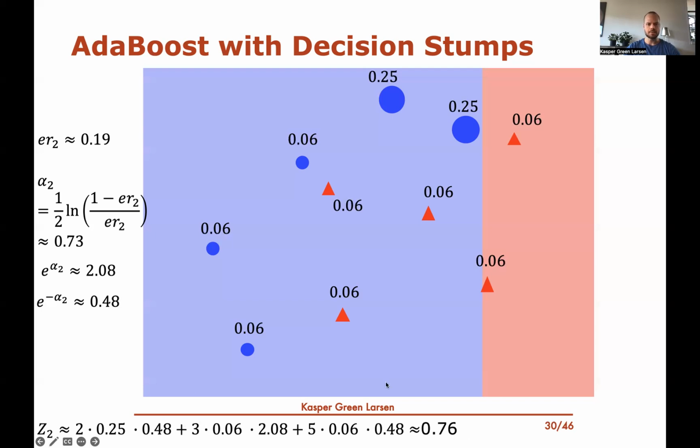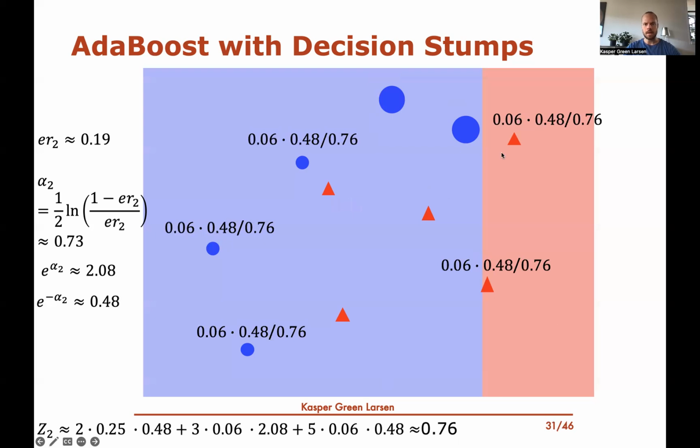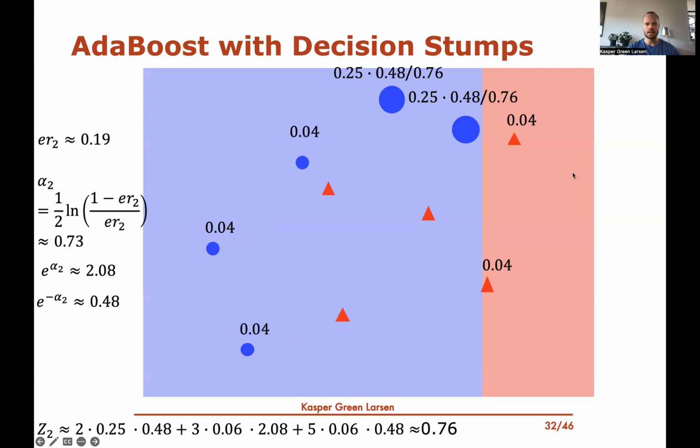Okay, so basically we have to multiply the ones that we get correct by 0.48 divided by 0.76, and we're going to multiply the ones that we get wrong by 2.08 divided by 0.76. So this is what happens here, right? We have these 5 points that are correctly classified. They were also correct before, so now their new weights are 0.06 times 0.48. This is the factor for being correct, and the normalization term 0.76.